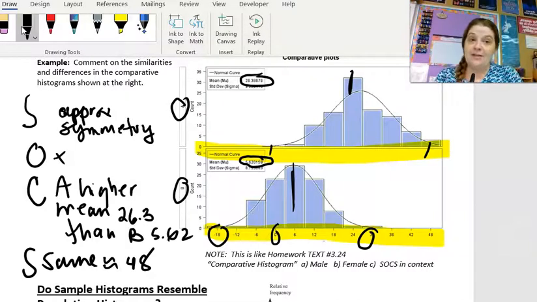So if I was going to write this in a complete paragraph, which I really should, I would say, for the distributions of the variable name, and the variable is not labeled here, which is a big no-no. But if it was height or width or number of pencils you have in your backpack, I would mention that. The distributions of number of pencils in your backpack are approximately symmetric. Distribution A has a higher mean of 26.3 units than B at 5.62 units. Also, they have the same range of about 48 units.